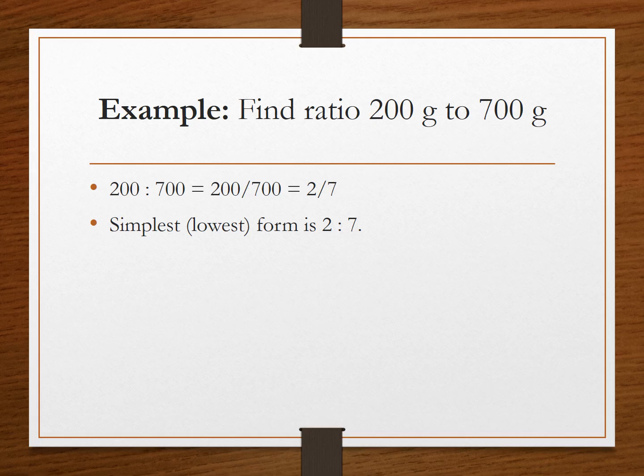Now we will solve some examples related to ratio. First example is find ratio 200 gram to 700 gram. Here students, you can notice that units are same. Both quantities are in gram. So we can write in ratio as 200 ratio 700. As we know that we can write ratios in fraction as 200 over 700. So after simplify, we will get 2 over 7. Again, the simplest form can be written in ratio as 2 ratio 7.